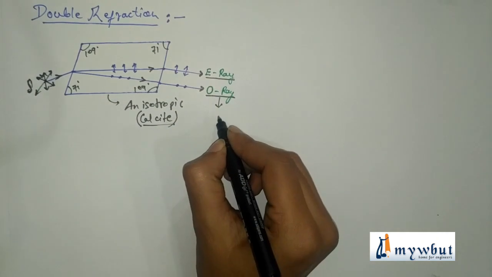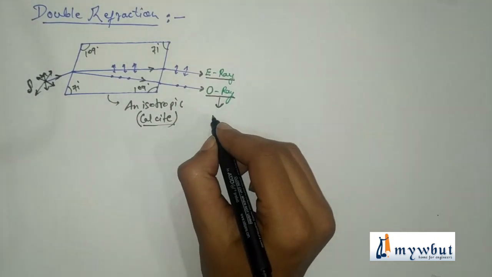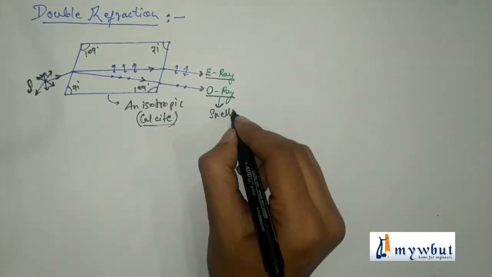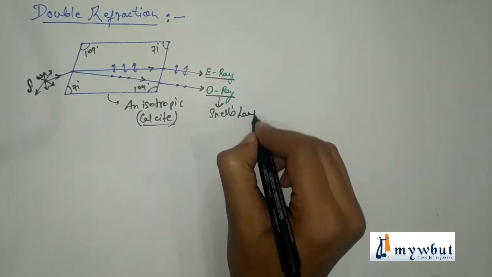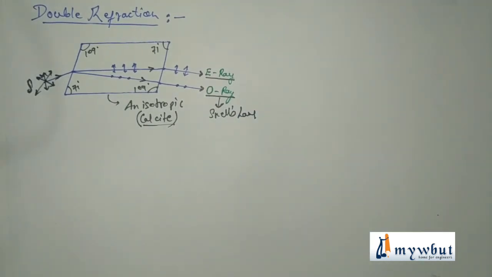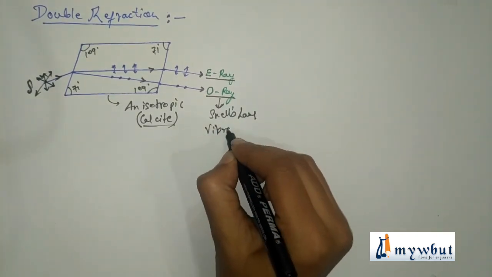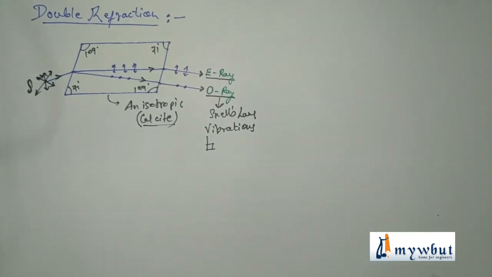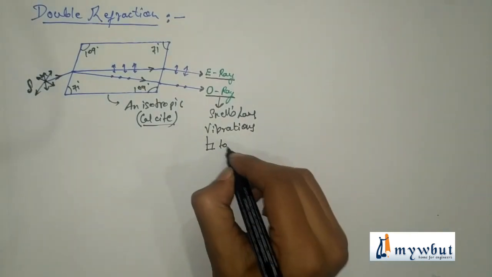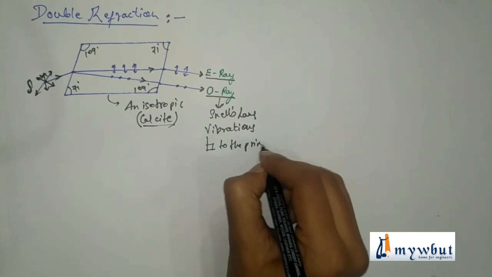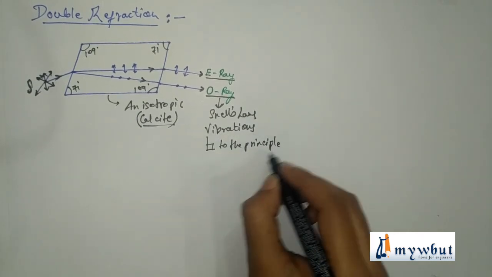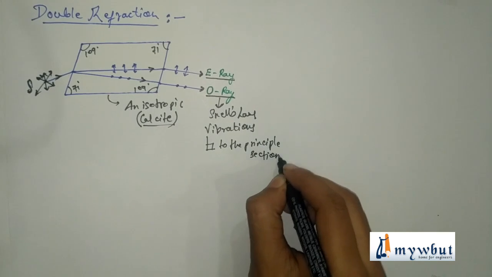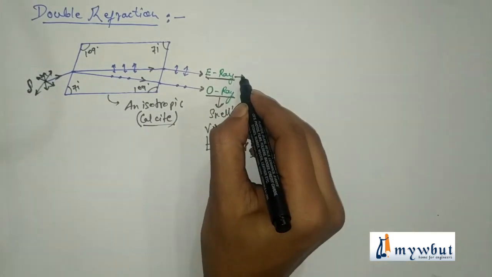So the ordinary ray, or O ray, obeys the ordinary Snell's law of refraction, and it has vibrations that are perpendicular to the principal section. So what are extraordinary rays?